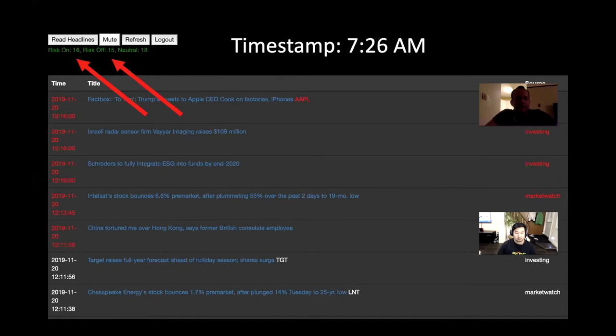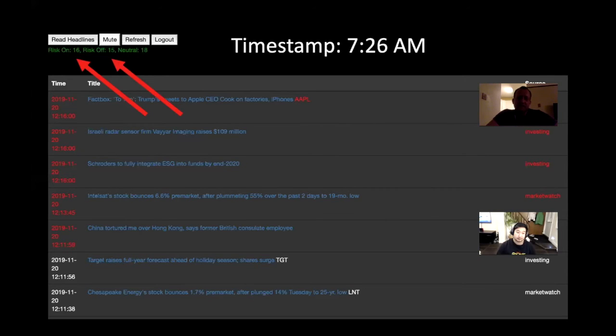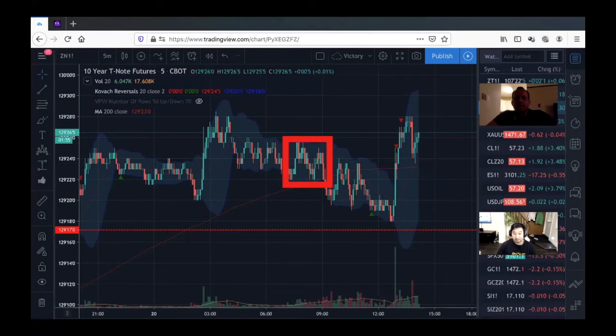So again, going back to the GhostSquawk output, we see risk on is 16, risk off is 15. So we're basically a one article difference. So basically that's saying we're dead even, right? And when you look at what ZN is doing with the little red box here, it's basically maintaining the range. It doesn't really know what it's going to do. Also, the timestamp is 7:26 a.m. That's like 2 hours before the American open.